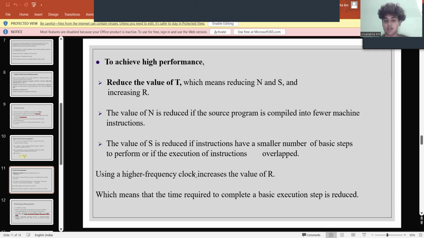Using a higher frequency clock increases the value of R. As the value of R increases, performance will also be increased. If you want to increase the value of R, a high frequency clock should be used, which means that the time required to complete a basic execution step is reduced.